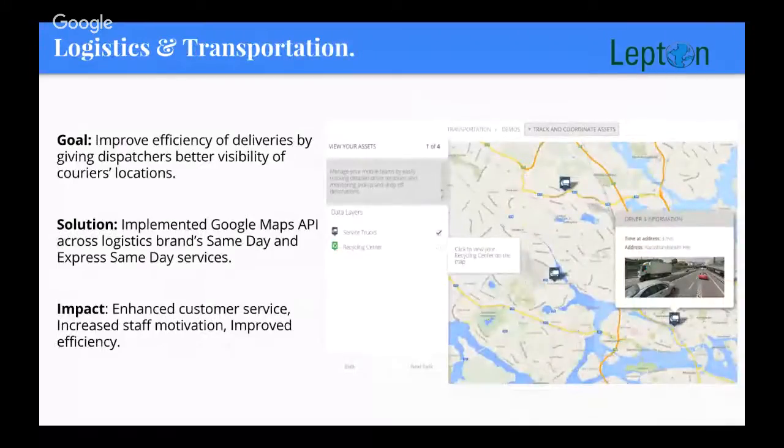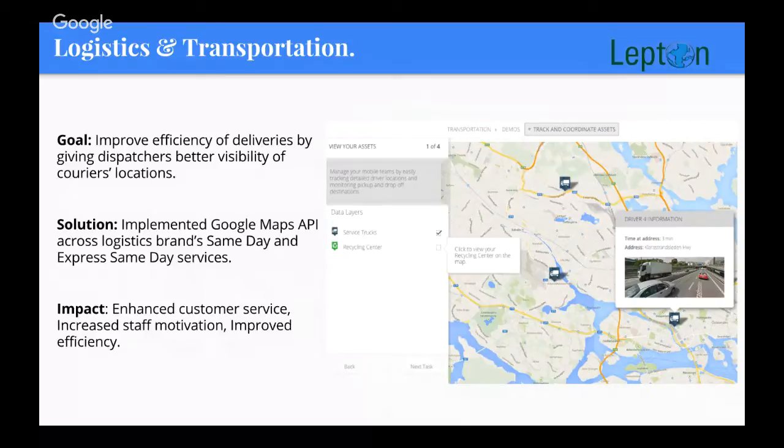Now I have moved to another slide, which is specific to logistics and transportation. This is one of the largest courier companies in India. And they had different use cases. They really wanted to track their field force. They really wanted to optimize their delivery across multiple cities. They had different challenges in tier 1 cities and different ones in tier 2 cities.